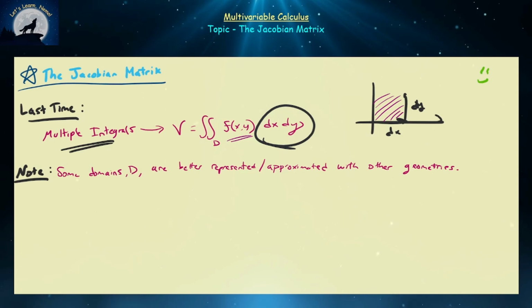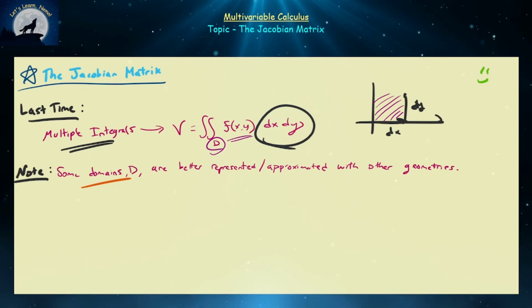And then f(x, y) obviously represented the height of the associated rectangular prism, which we were using to approximate the double integral under a surface, which geometrically could be viewed as a volume over some domain D. Now, it's very important to note that some domains D are better approximated or represented with other geometries.